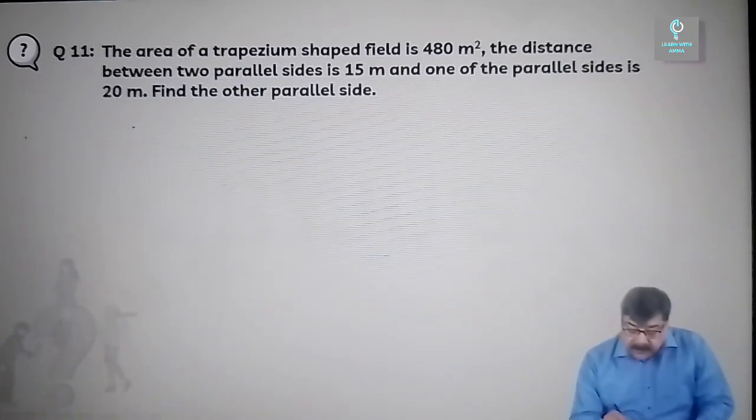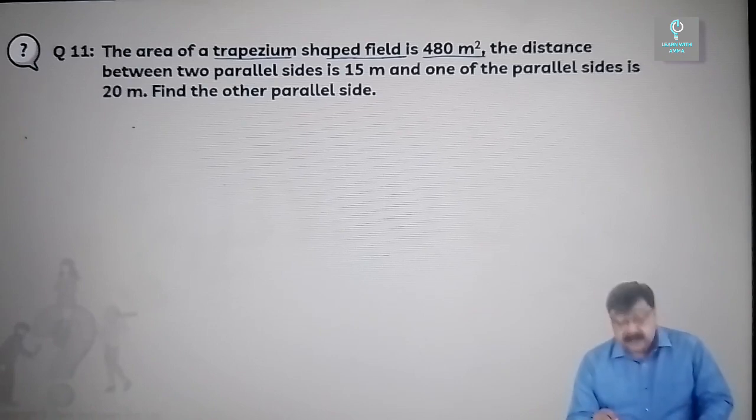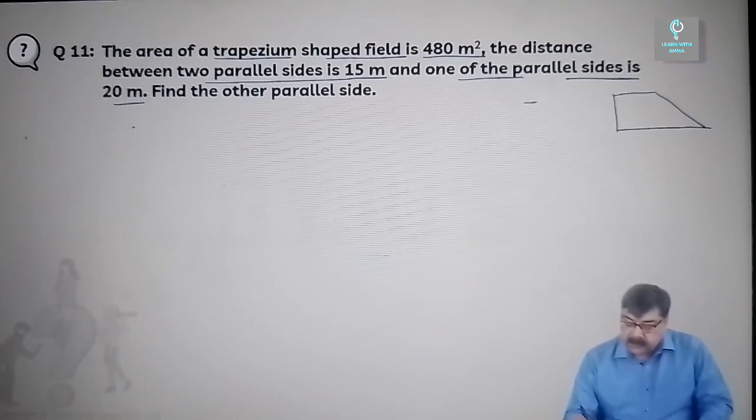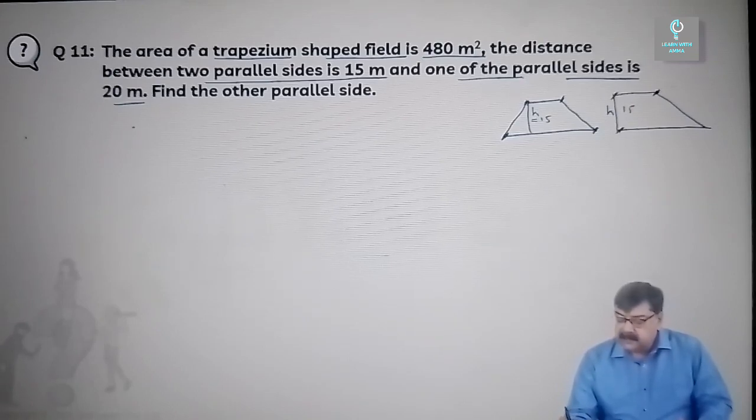The area of a trapezium shaped field is 480 meters square. The distance between the two parallel sides is 15 meters. And one of the parallel sides is 20 meters. So let us take a trapezium here. It could be of this shape. We can also take a regular trapezium of this shape. Either way, this will become the height. So this is 15 meters, the distance between the two parallel sides. You can take any of these figures. You don't have to draw both the figures.